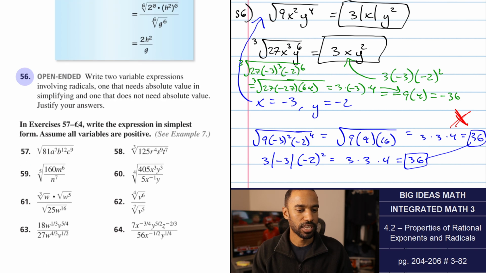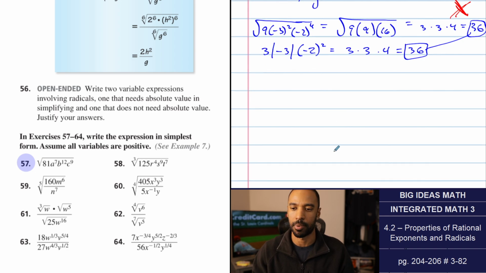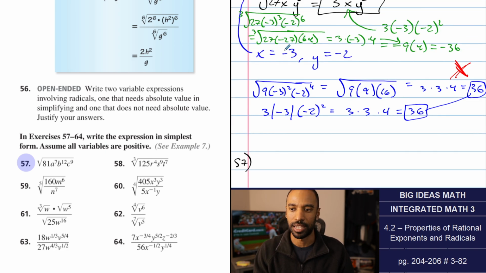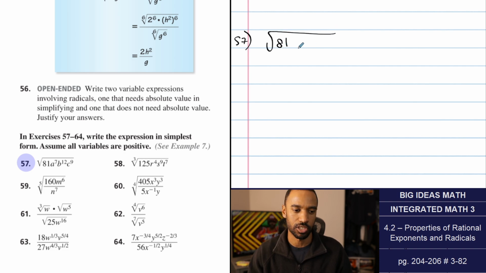Okay, in exercises 57 to 64, write the expression in simplest form. Assume all variables are positive. That means here we no longer need to talk about absolute value stuff. Everything's positive to begin with. No plugging in -3s or anything like that as a whole. But there's probably more to be had in this when it comes to simplifying. That's going to be trickier, tougher, and I already see it right now.